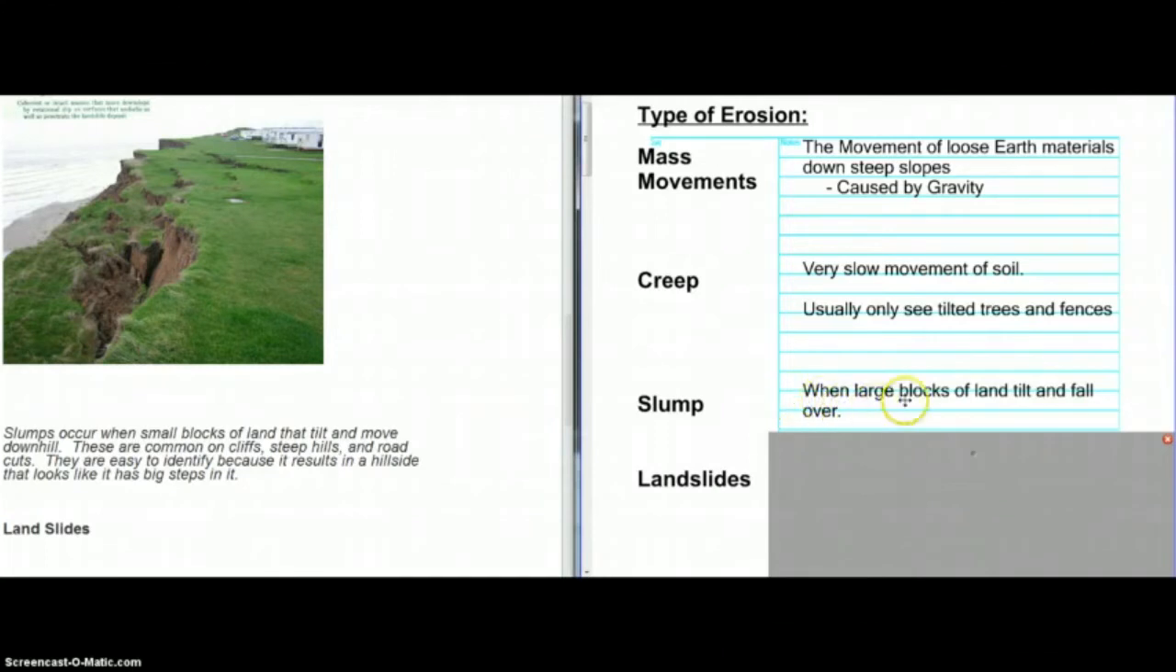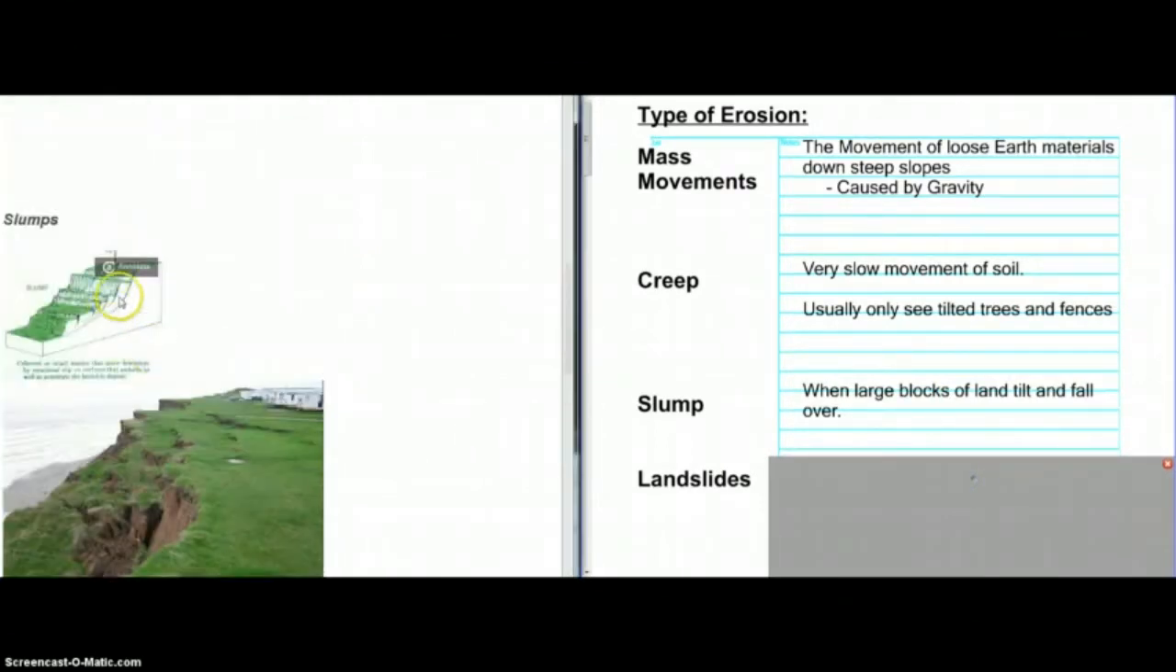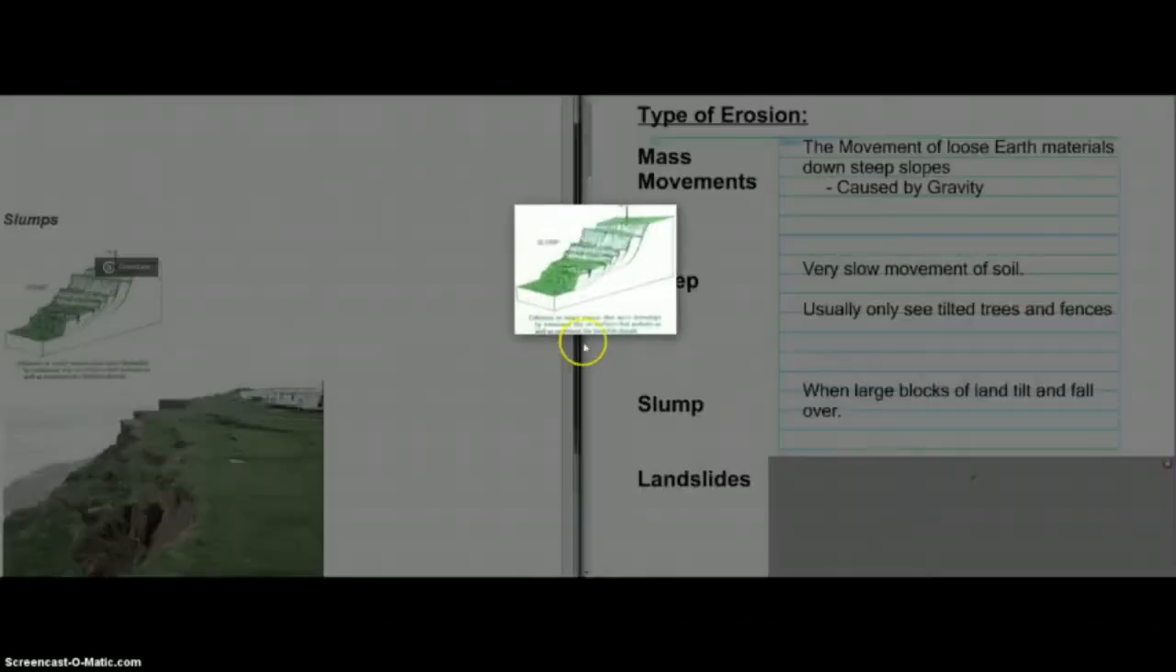Slump, when large blocks of land tilt and fall over. And again, good idea to add a little picture. Here's a diagram of slump. That would be very handy to have.